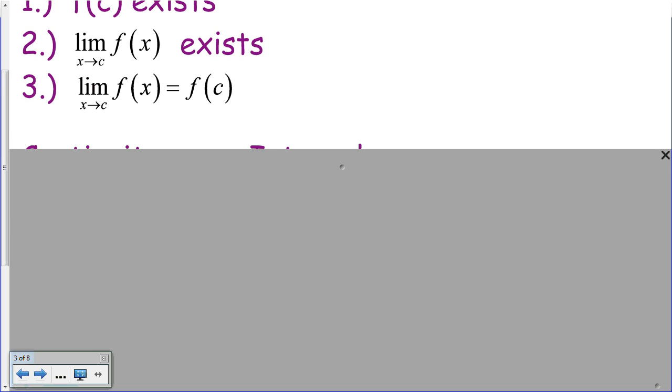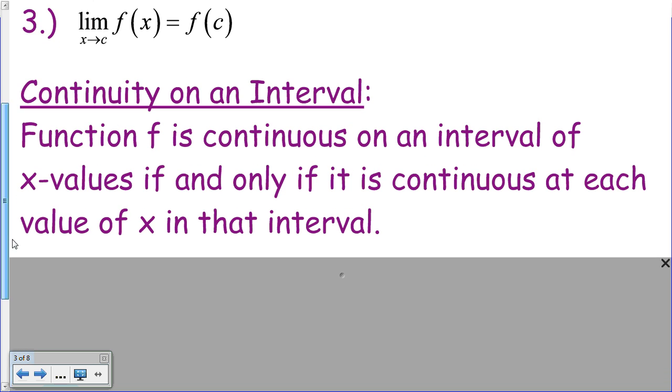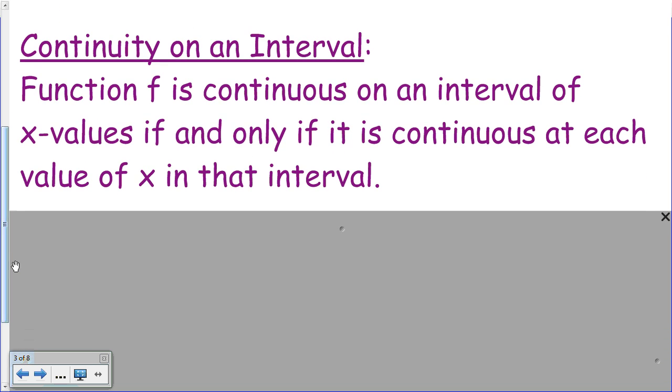There's an additional point that we need to make here, and that is talking about continuity on an interval. So if you're talking about an interval from a to b, and how we define what it means to be continuous on that interval: a function f is continuous on an interval of x values if and only if it is continuous at each value of x in that interval. So in other words, if we want to show continuity on an entire interval or an entire domain, we have to explain why all three parts of that definition of continuity at a point are met for every single point in that interval or every single point in that domain.